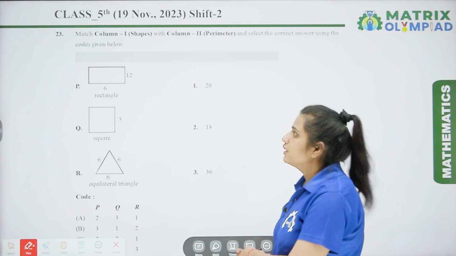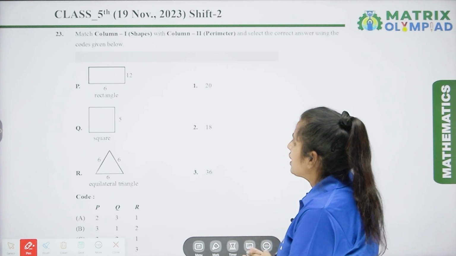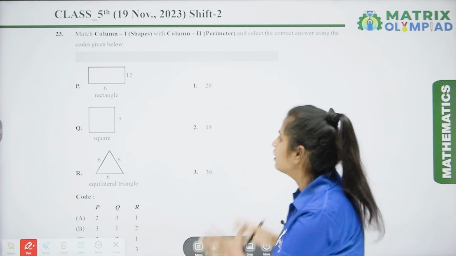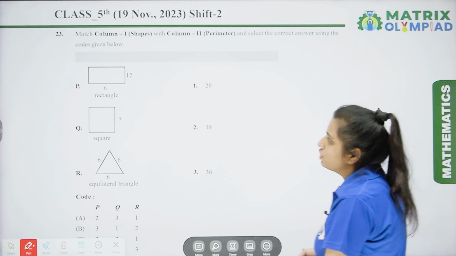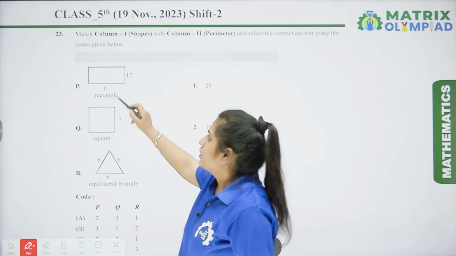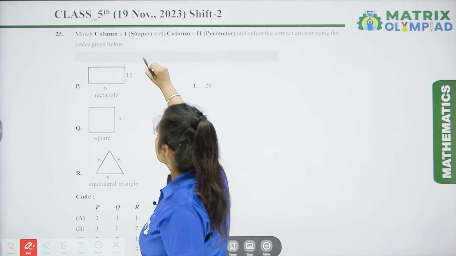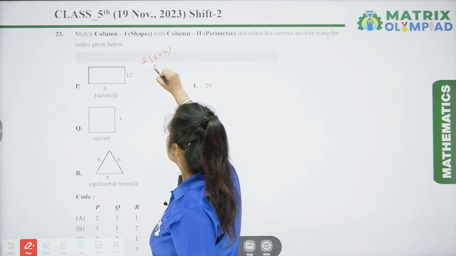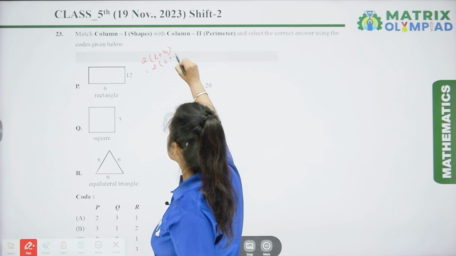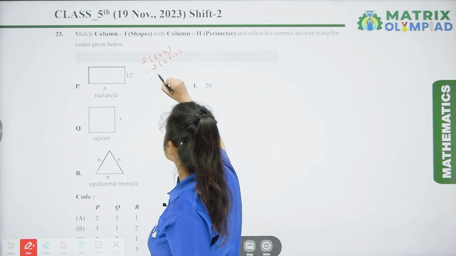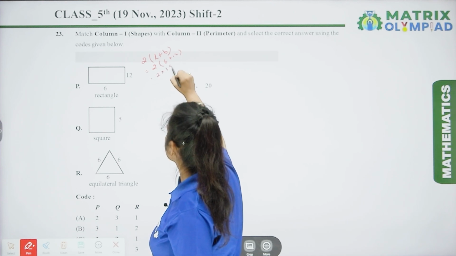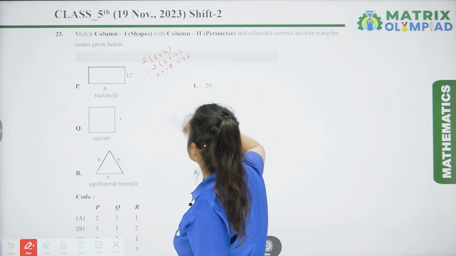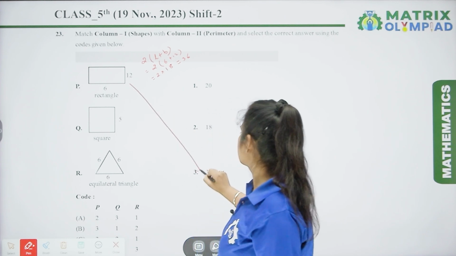Now the next question, again we have to match the columns. Here we are given shapes in column 1 and in column 2 we have the parameter. The first shape is a rectangle, and the perimeter of a rectangle is 2 multiplied by (L plus B). So the value is 2 multiplied by 18, and that is equal to 36. So the answer is 36.